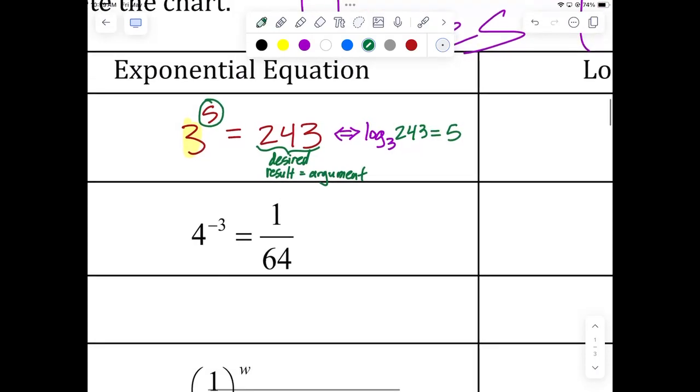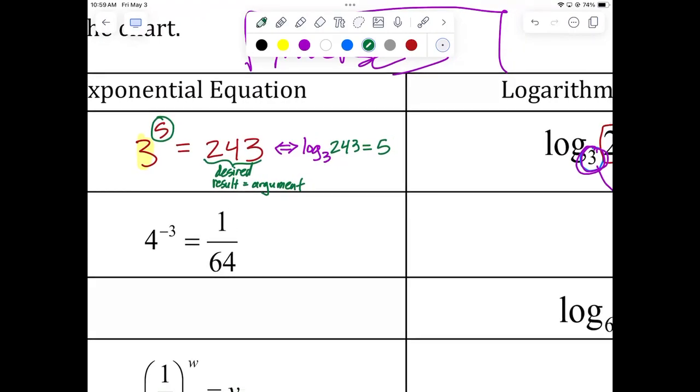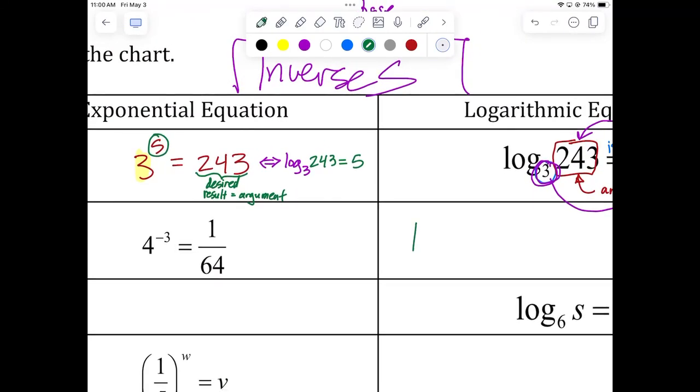4 to the negative third equals 1 over 64. That's a true statement. 4 to the negative third power is 1 over 64. But I can write it equivalently in log format by doing this. I start with the log. What's the base of the exponent? 4. And what is the exponent? The exponent is negative 3. So leave a little space and say the log is negative 3.